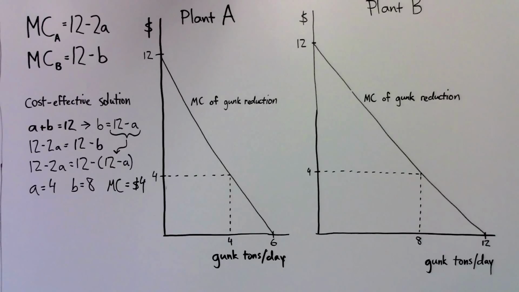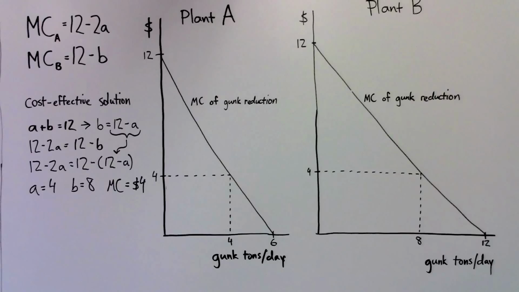Now the question is, how can the city of Springfield regulate both plants to reduce pollution to 12 tons of gunk per day? If Springfield knew the marginal cost of pollution reduction for both plants, then the city could make the same calculations we just made and mandate that plant A reduce gunk to 4 tons and plant B reduce gunk to 8 tons. But how would the city determine the marginal cost of pollution reduction for both plants?